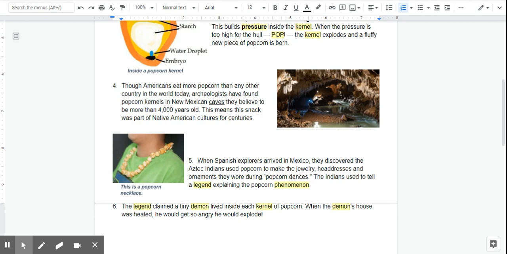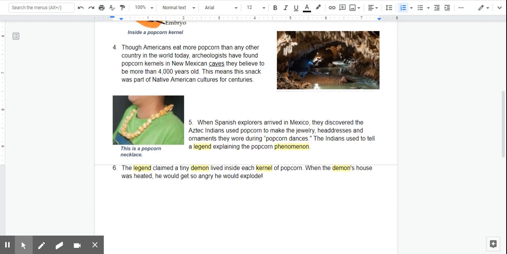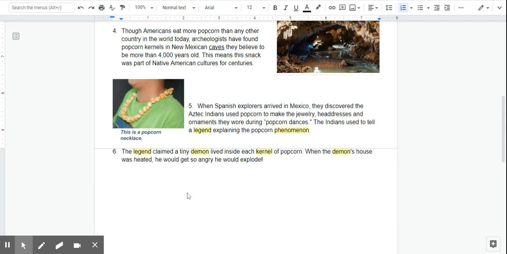Though Americans eat more popcorn than any other country in the world today, archaeologists have found popcorn kernels in New Mexican caves they believe to be more than 4,000 years old. This means this snack was part of Native American cultures for centuries. When Spanish explorers arrived in Mexico, they discovered the Aztec Indians used popcorn to make the jewelry, headdresses, and ornaments they wore during popcorn dances. The Indians used to tell a legend explaining the popcorn phenomenon. The legend claimed a tiny demon lived inside each kernel of popcorn. When the demon's house was heated, he would get so angry he would explode.